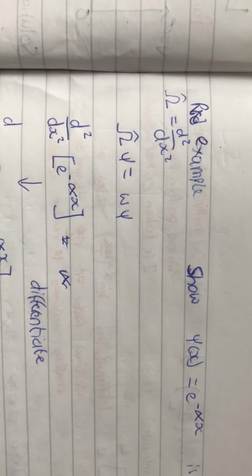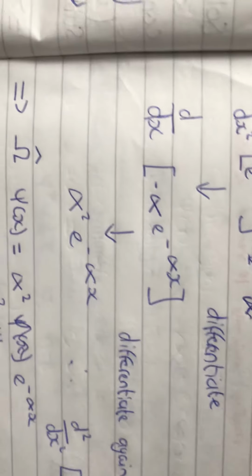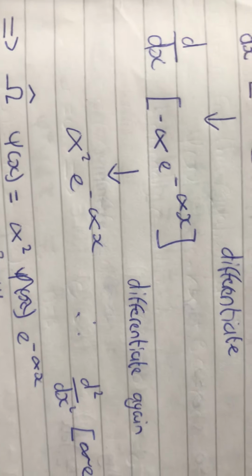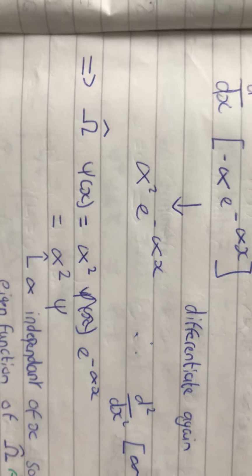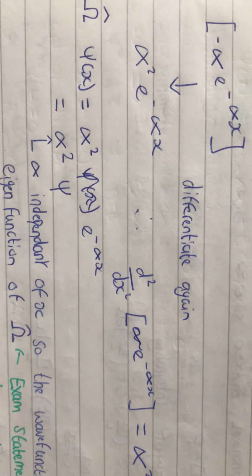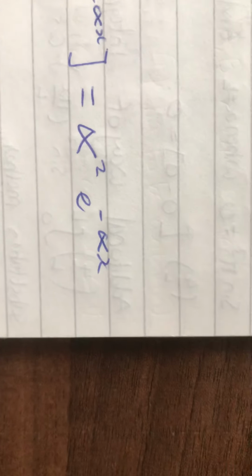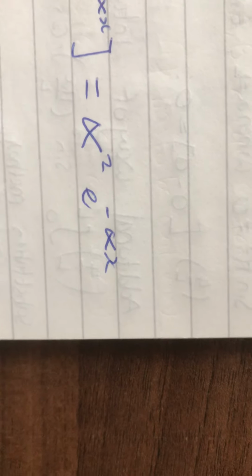We know the wave function, we know the operator, so we can plug that straight in. If we differentiate it once, we get this, the minus alpha comes to the front. And if we differentiate it again for the second derivative, we get alpha squared this time, because minus alpha times minus alpha gives a positive alpha squared. And therefore the derivative of that is equal to alpha squared multiplied by the wave function, e to the minus alpha x.